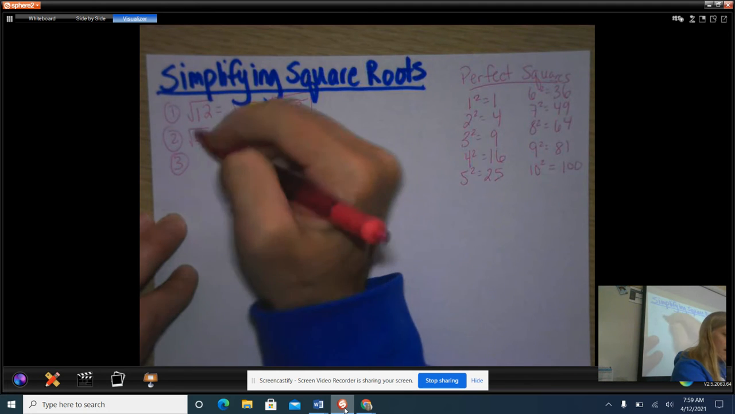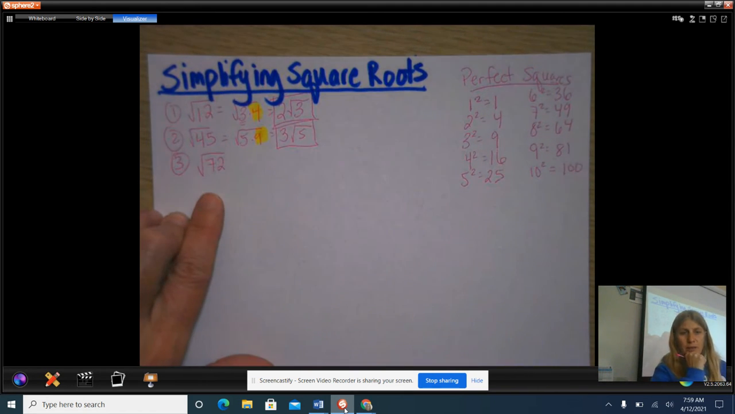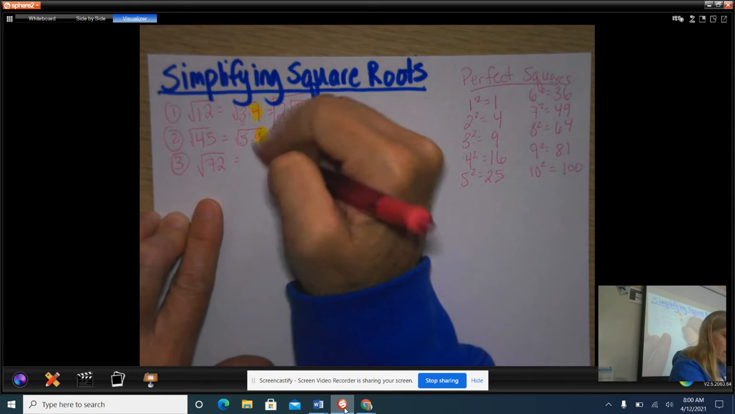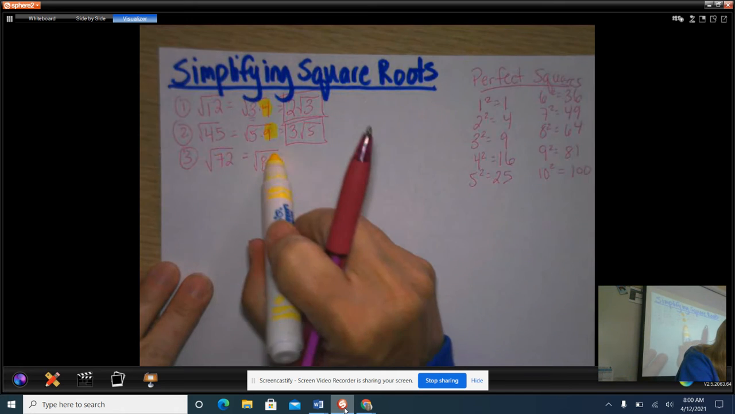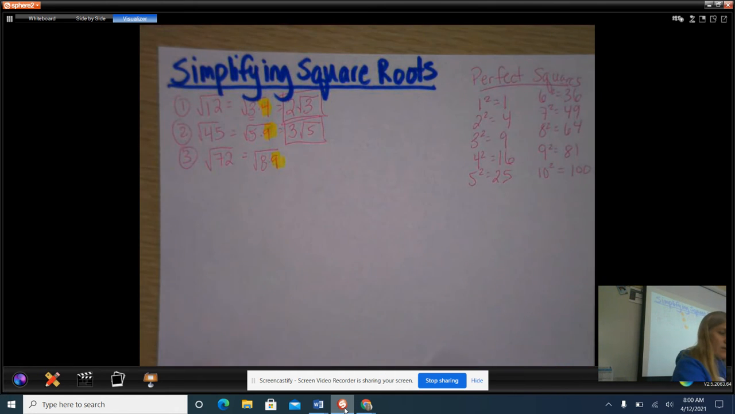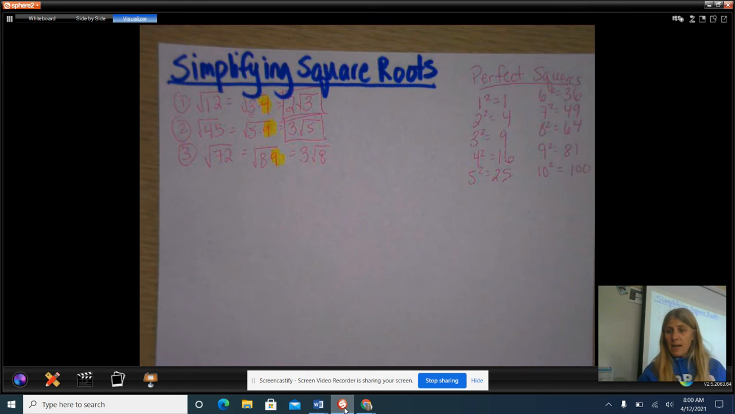Sometimes, however, we don't reduce it all the way the first time. So I know 72 is going to be 8 times 9. And I see that 9 is my perfect square. I take that out, square root of 9 is 3. So that's 3 times the square root of 8. And I think I'm done.